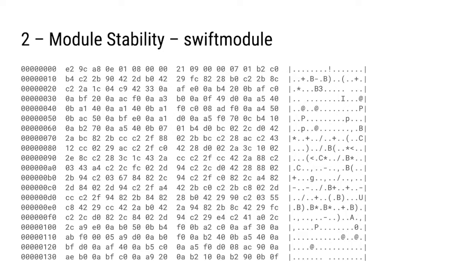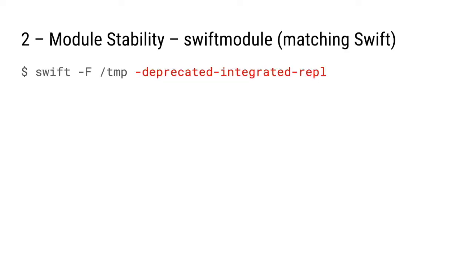If we Google this file, we can read that a Swift module file contains a serialized AST. AST stands for abstract syntax tree, a structure directly used by the compiler during the compilation process. We can't read it this way, but we can actually display that AST using this nifty command. As you can see, I just have to run Swift using the top secret deprecated integrated interactive shell.